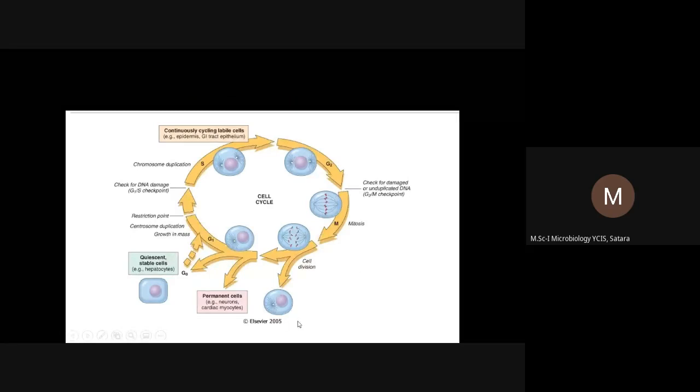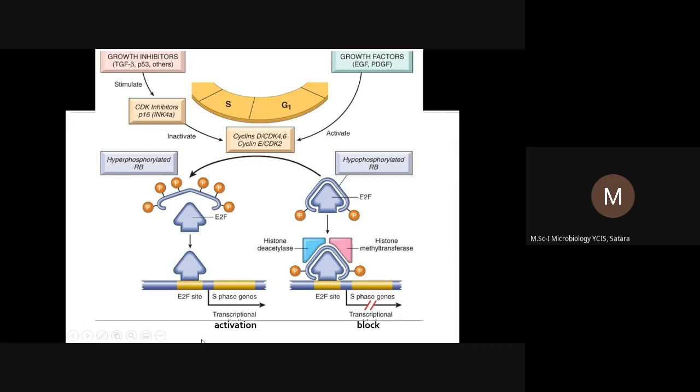This is the diagram showing the cell cycle phases, that is G1, quiescent state is G0. After that G1, here are some of the checkpoints, the G1 to S checkpoint. Then this is the S phase. After that G2 and M phase are there. So there are several checkpoints. So this is the action of the retinoblastoma.